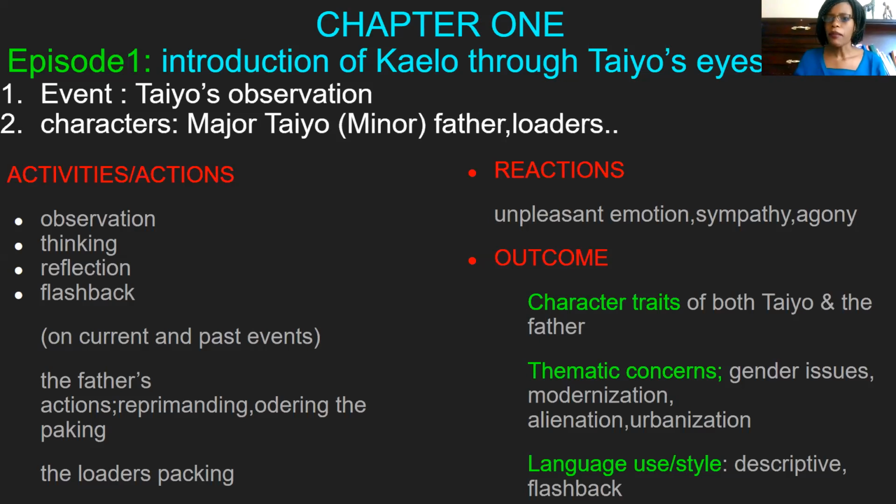Thematic concerns that the author brings out. The author is concerned about gender issues, the place of women in the society. From the start, Taio notices that there are women and men rushing to work. And then there's alienation and urbanization brought in together. And I just want to look at that thematic concern in details. So maybe we use our whiteboard again and just discuss the thematic concern and how they are brought out in details.